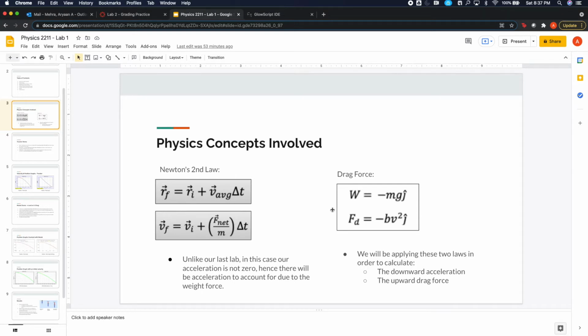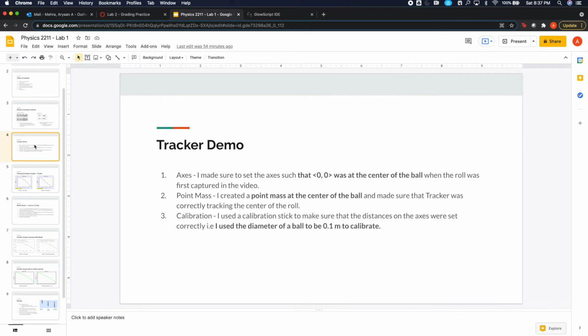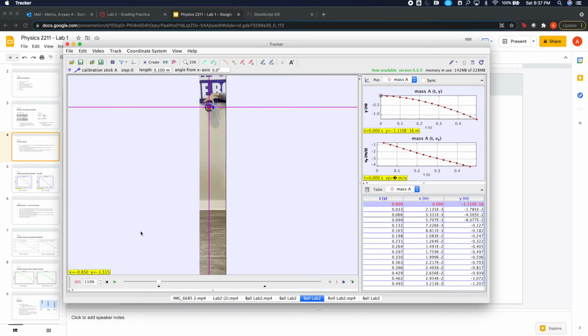The two forces primarily acting are the weight force downwards and the force of drag upwards, which is proportional to the square of the velocity, which the ball is moving at downwards. Now moving into a demo of Tracker. As you can see, in this case, we've dropped a ball from rest onto the ground. These are some of the key results on Tracker.